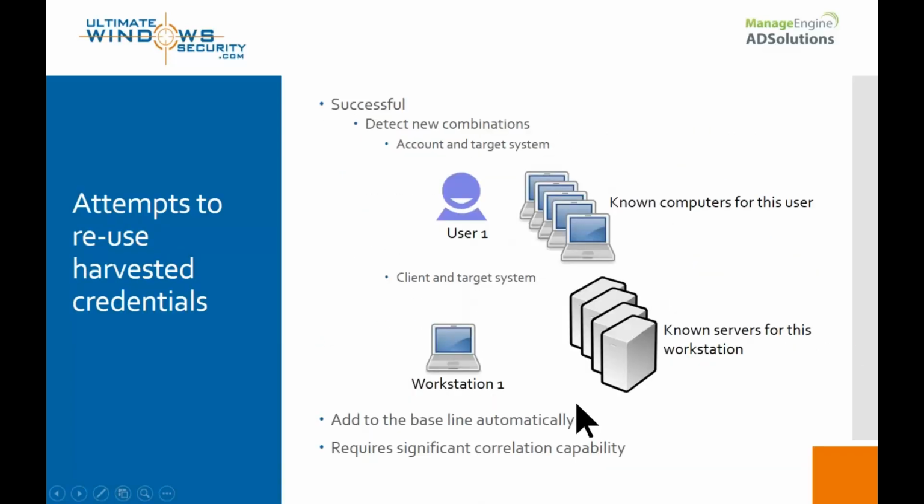Now let's talk about attempts to reuse harvested credentials where, heaven forbid, the bad guy succeeds. Is there any way to detect that? Because think about it, it's not going to produce a logon failure that looks suspicious automatically. It's just going to be a successful logon. So this is the most sophisticated. This requires what I call a rolling baseline, which is usually the only practical way to keep up with this.